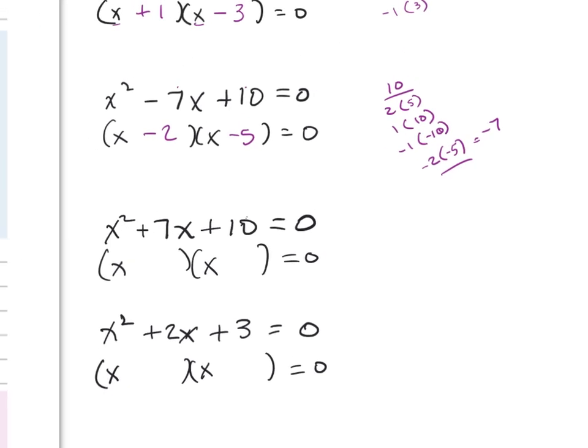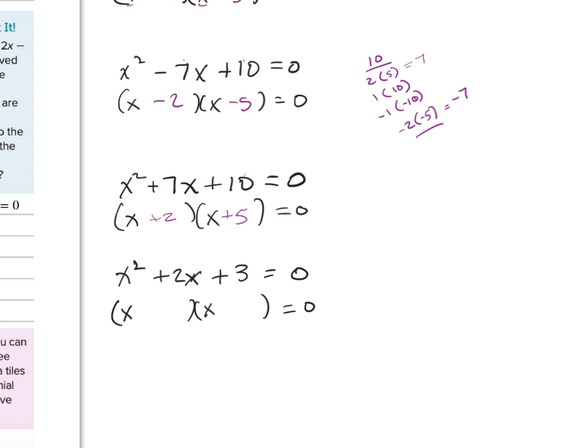I need to know the factors of 10 that add up to 7. That would be a +2 and a +5. And we factored it. Now we can continue to go on to solve. And then last here, what are factors of 3? We said 1 times 3. Do those factors add up to 2? When I add those together, it's a 4.